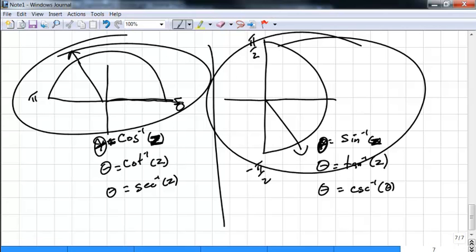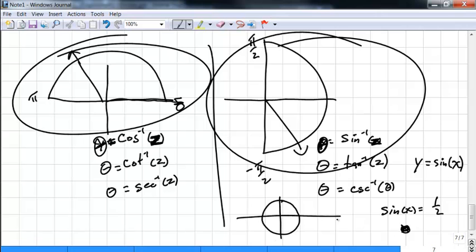So if I say y equals sine of x, and then I put in a specific value for y, like sine of x is 1/2, let's say, how many places can that actually happen? Well, there are infinitely many rotational angles where this can occur.